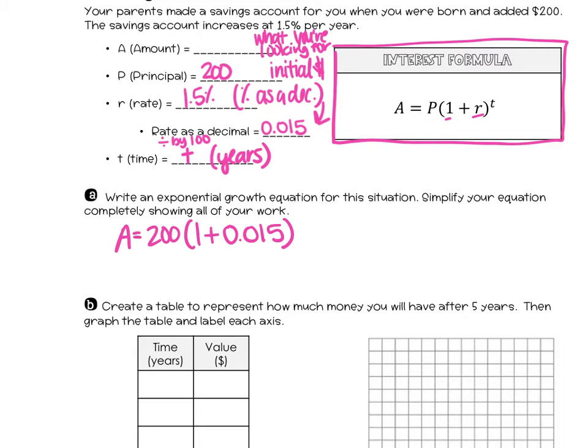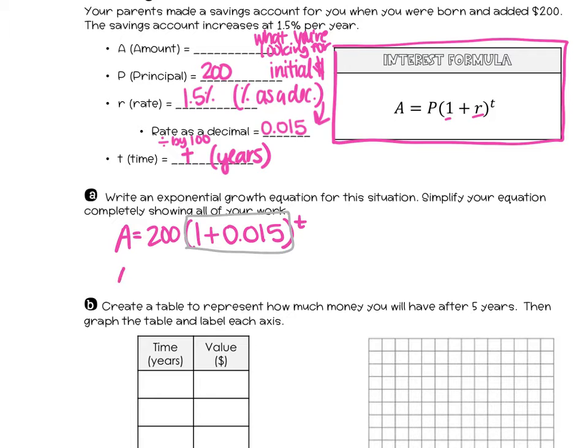And then to the power of t. All right, now simplifying means, look at this. What can I combine? What terms do I have? That sort of thing. So on this one, I have this portion of the expression in parentheses. I can just add that together.